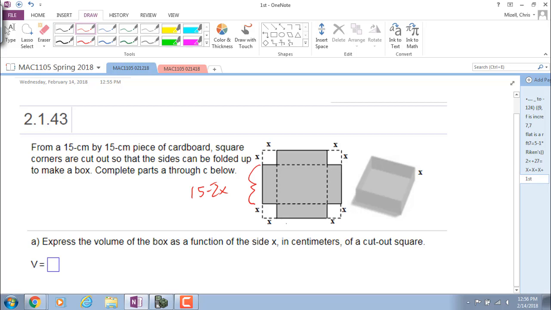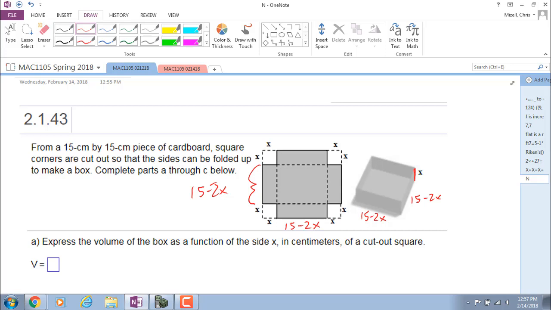And it happened down here as well. 15 minus 2x. Those are the lengths of each of these flaps. So if we're looking at our completed box here, it's going to be 15 minus 2x that way and 15 minus 2x that way, and the height of the thing is going to be x. So those are our three dimensions to express the volume of the box of the side x.